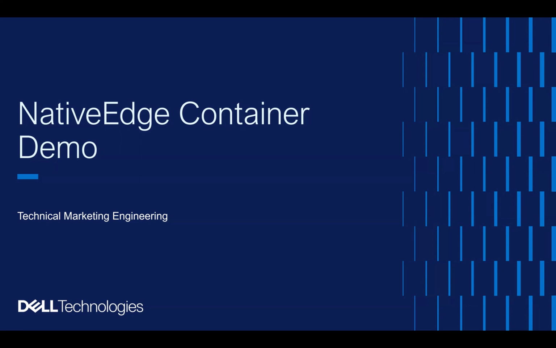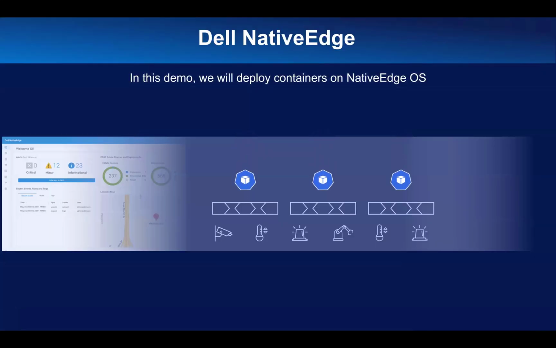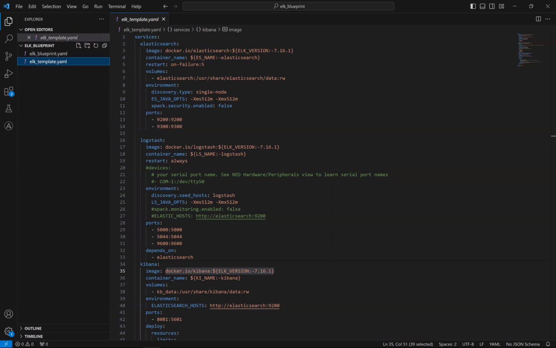I'm a TME for NativeEdge, and today in this demo, we're going to cover how to deploy containers directly to NativeEdge endpoints using a solution blueprint. We'll first start off by taking a look at our Docker Compose file, which is made up of 3 containers. Those containers are named Elasticsearch, Logstash, and Kibana.